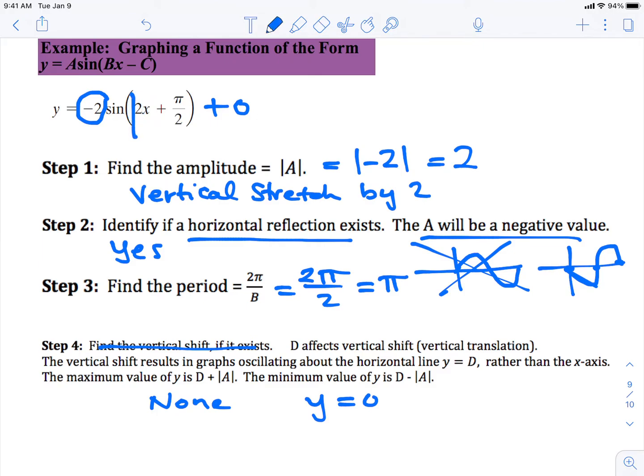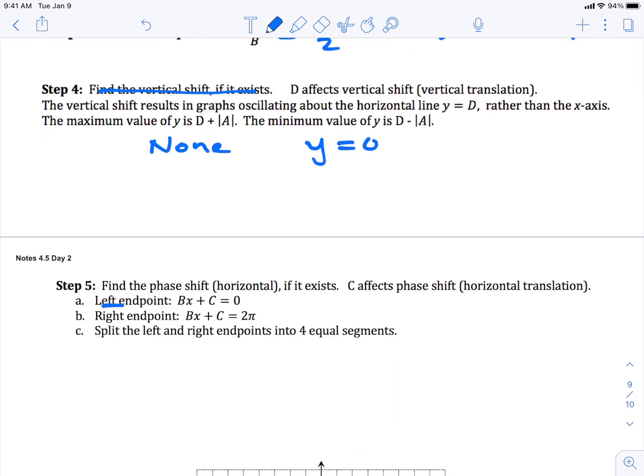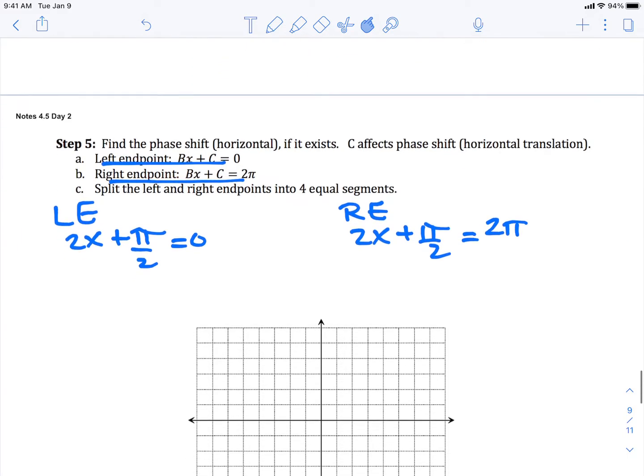All right, now we're gonna go ahead and look at that parentheses. This tells me I have a phase shift because there is a plus pi over 2 in that parentheses. So we're going to take that 2x plus pi over 2 and set it equal to 0. Then for the right endpoint, we'll take 2x plus pi over 2 and set it equal to 2 pi. Solve both of those equations for x.